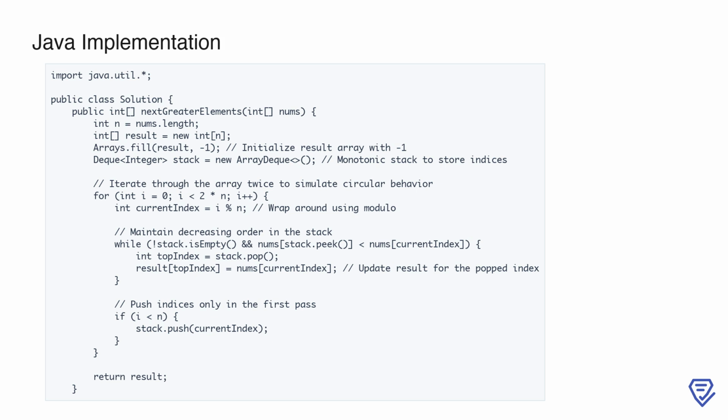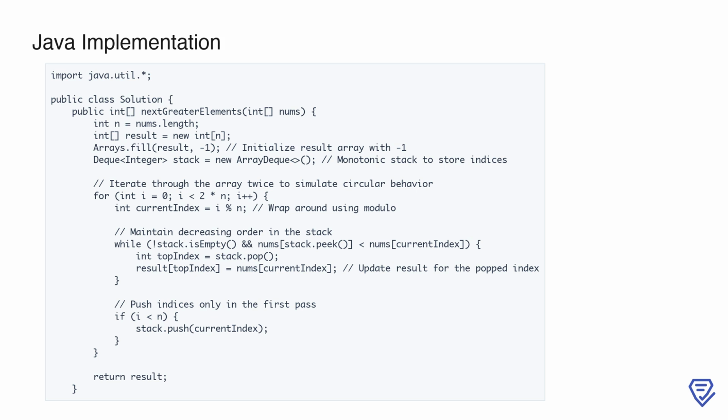First, we import the necessary packages, specifically java.util, which provides the data structures we'll need. Inside the solution class, the method nextGreaterElements takes in an integer array, nums, as input, and we start by determining its length, stored in the variable n. We initialize the result array with the same size as nums, filling all its elements with -1. This is because, if no next greater element is found for a position, it should remain -1 as per the problem requirements.